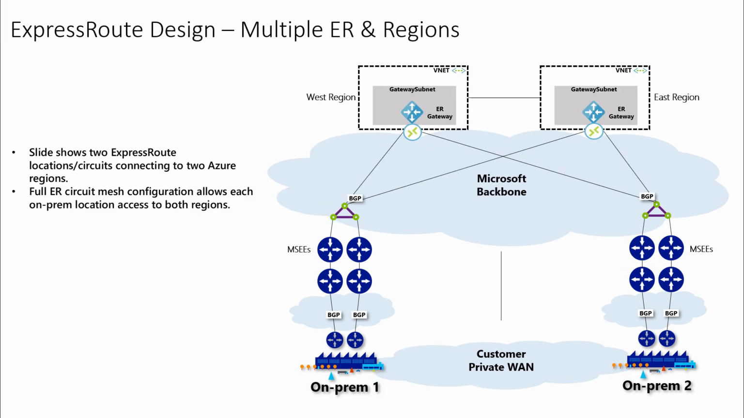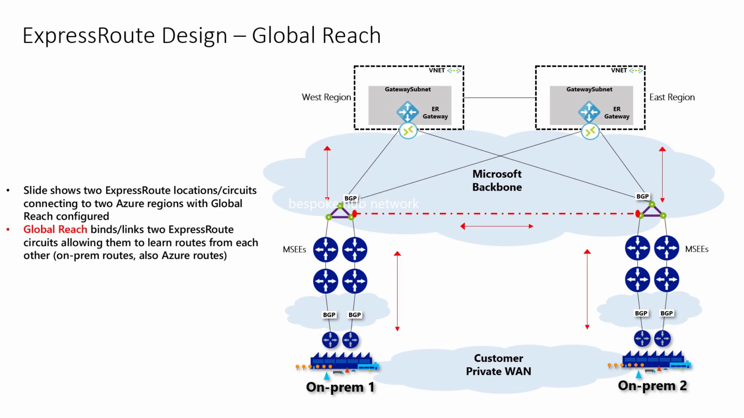Coming back to my third option, okay, which is multiple ER and multiple region. In this use case, you have two ExpressRoute locations or circuits connecting to two Azure regions. With this architecture, it offers full ER circuit-based configuration, which allows each on-premise location to access both Azure regions. Okay, very clear.